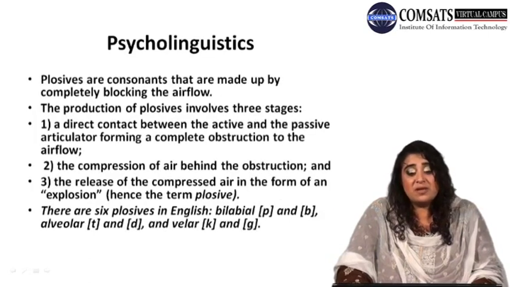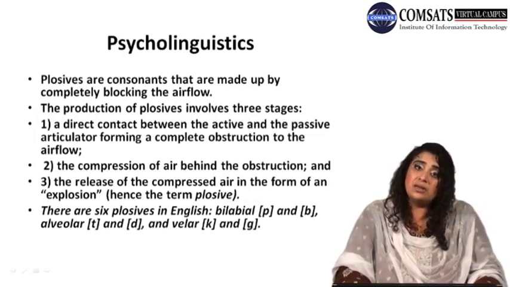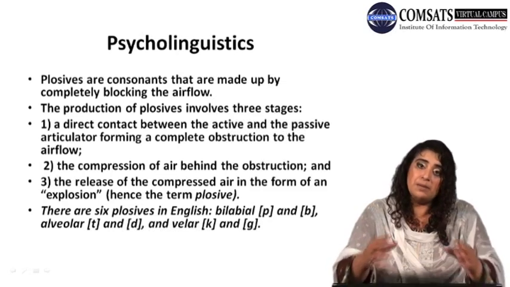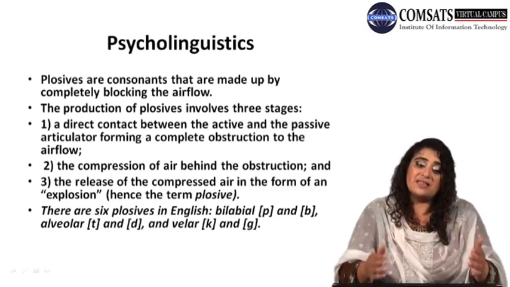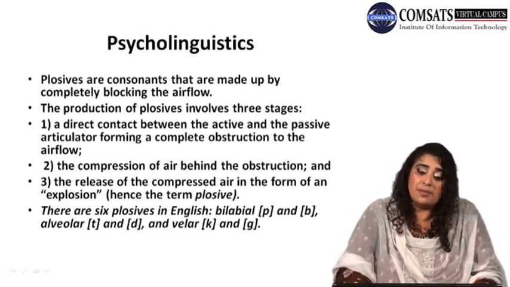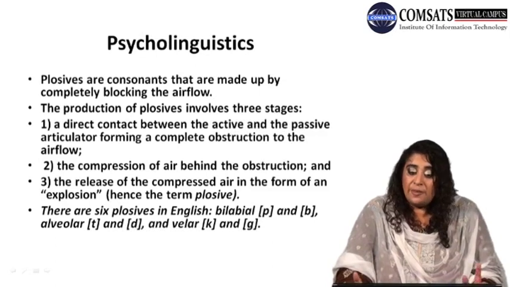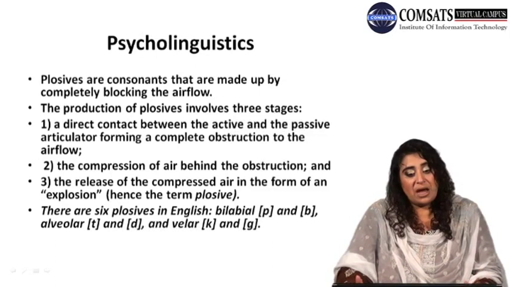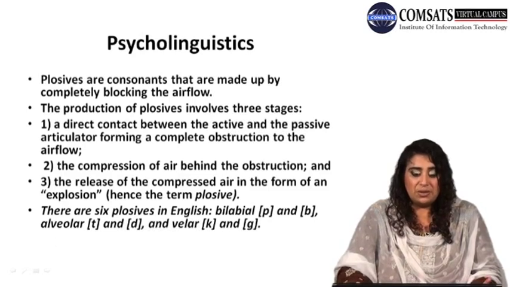Now, plosives are consonants that are made by completely blocking the airflow. When we constrict the larynx, we completely block the airflow, and that's how plosives are made. The production of plosives involves 3 stages. How we produce consonants and how plosives are used is divided into 3 things.